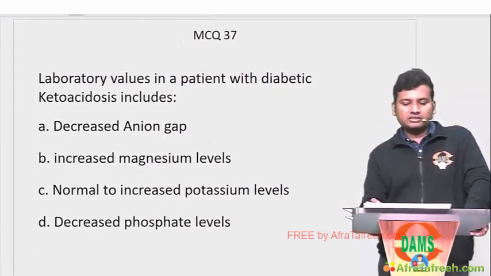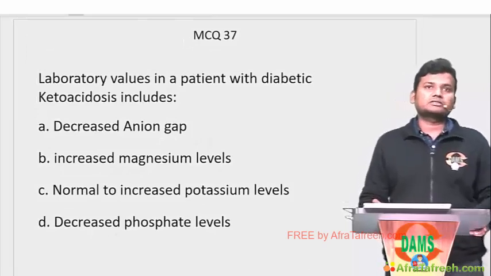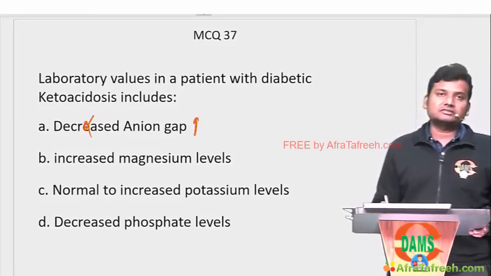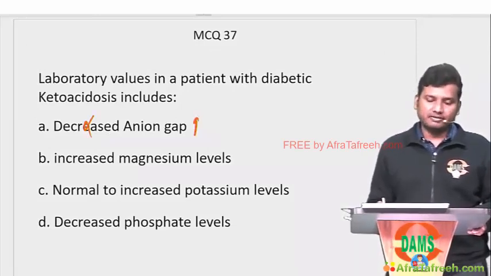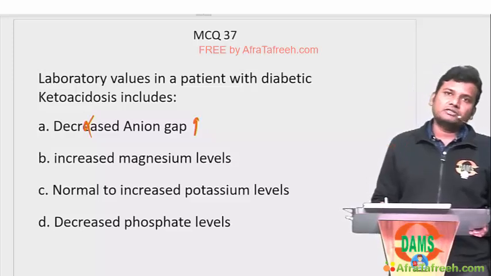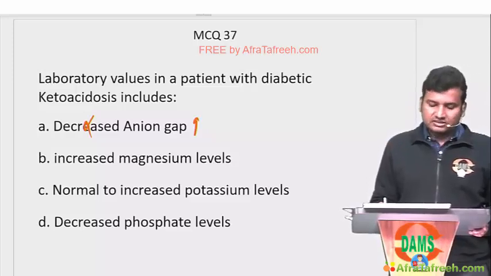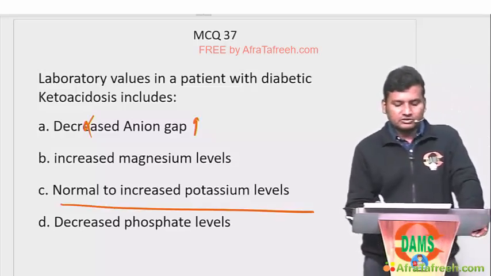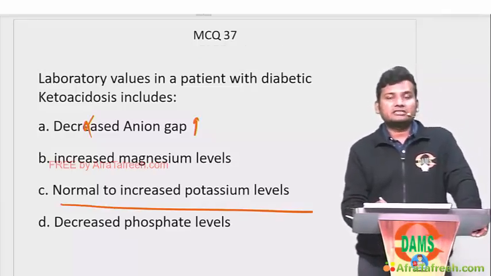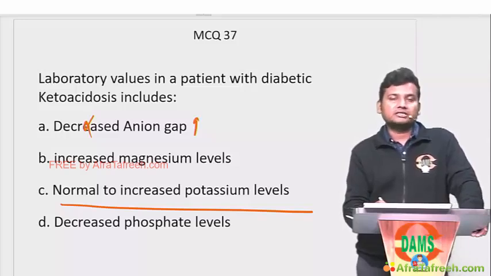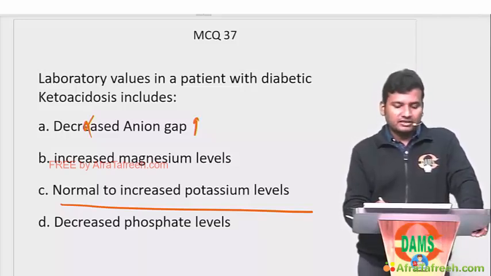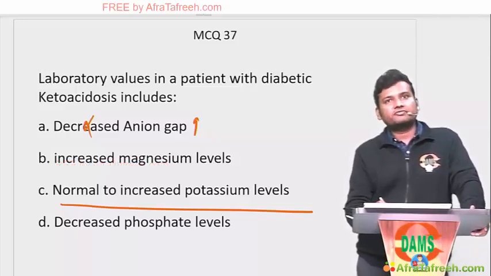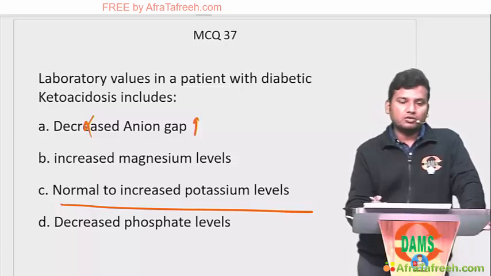Laboratory values in a patient with diabetic ketoacidosis include decreased anion gap. No, it should be increased. Patient should have increased anion gap. Increased magnesium levels. No, magnesium levels are normal. Normal to increased potassium level, yes, it is possible. Potassium level increases because of exchange of potassium with H plus ions. Decreased phosphate level, no, phosphate level remains normal. Magnesium, phosphate, they will remain normal.